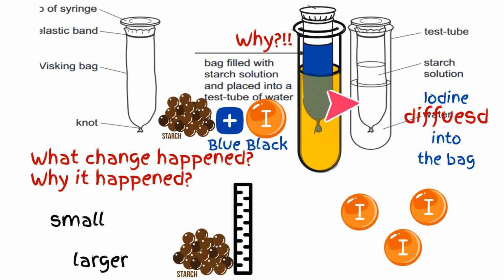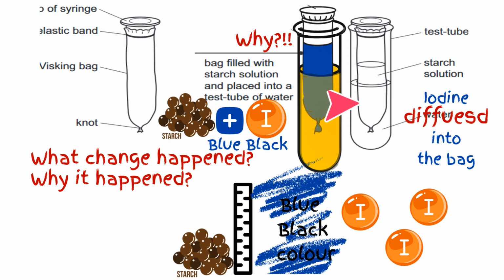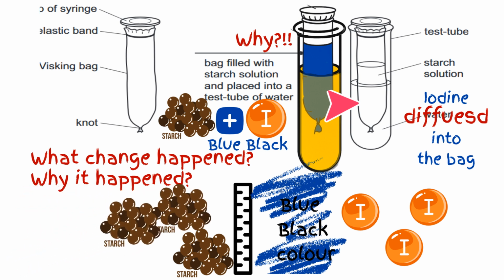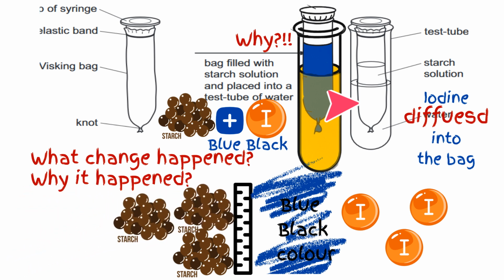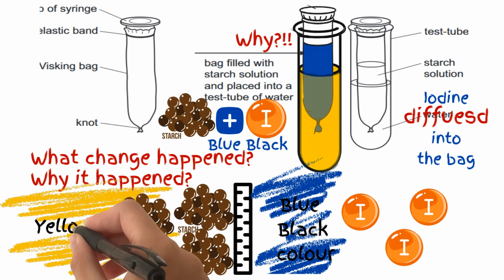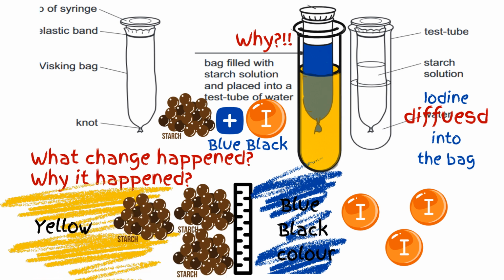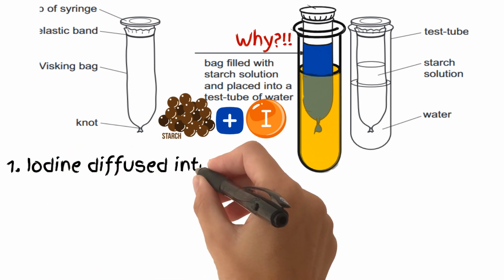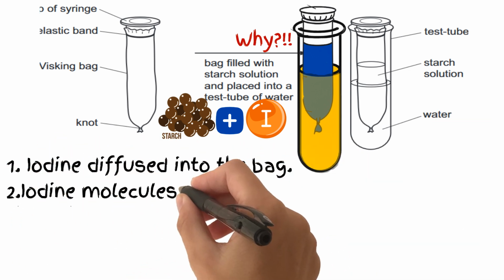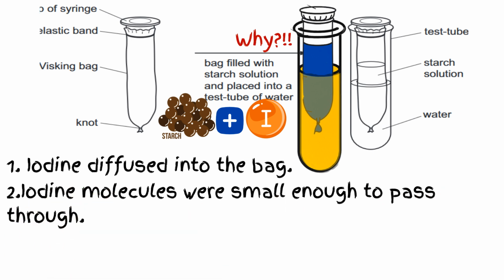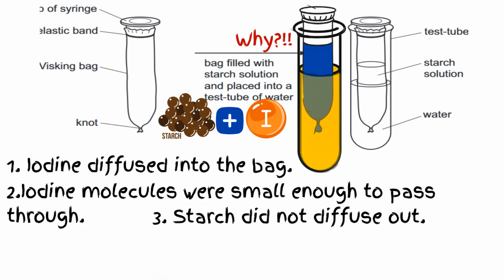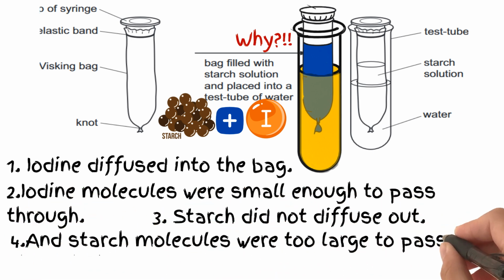It reacted with the starch, and that caused the blue-black color change. The starch, on the other hand, stayed inside, because its molecules were too large to pass through. The water outside stayed yellow, because no starch came out. So for 4 marks, your answer must include this. Iodine diffused into the bag. Iodine molecules were small enough to pass through. Starch did not diffuse out, and starch molecules were too large to pass through the membrane.